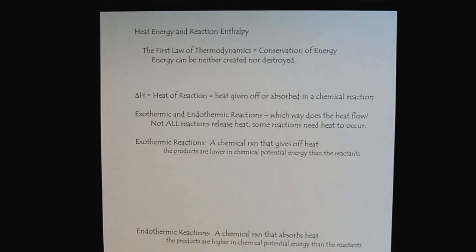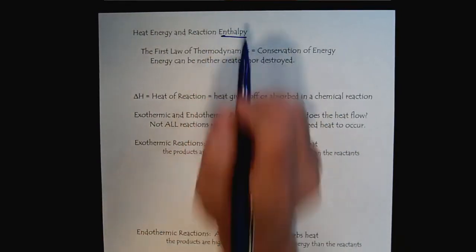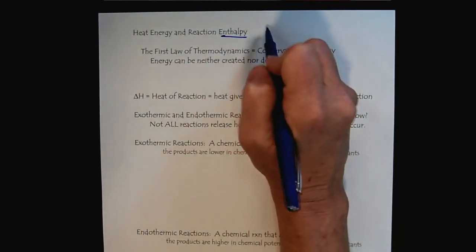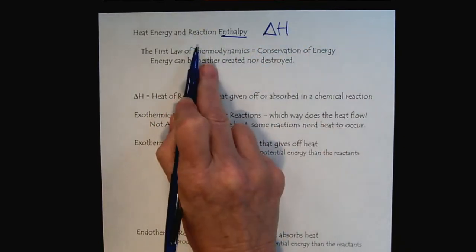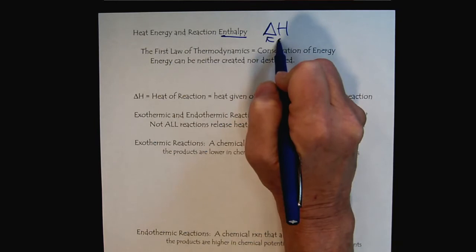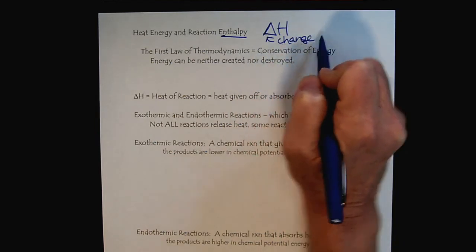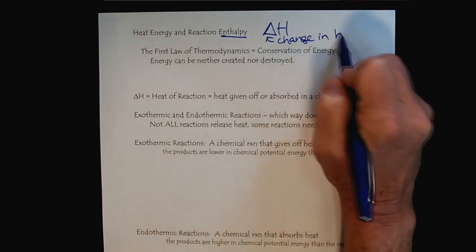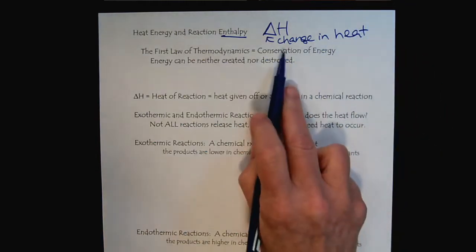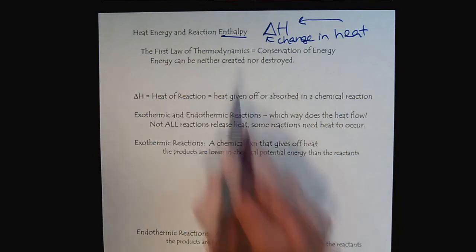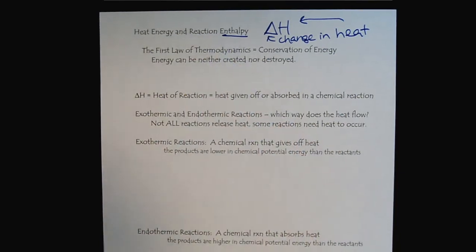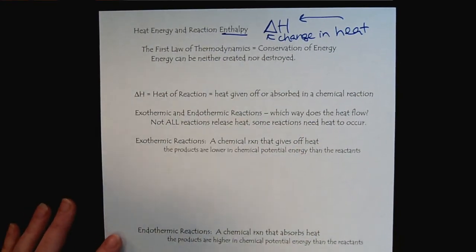When we talk about heat energy in relationship to reactions, we introduce a new term, enthalpy. Enthalpy is symbolized with the letter H. And because reactions are about change, our delta would be the change in heat. When we're talking about heat with respect to reactions, we use the term enthalpy. So linguistically, there's a little bit of vocabulary there.